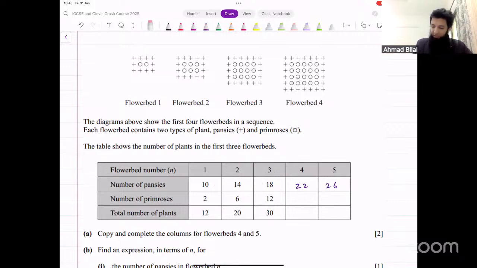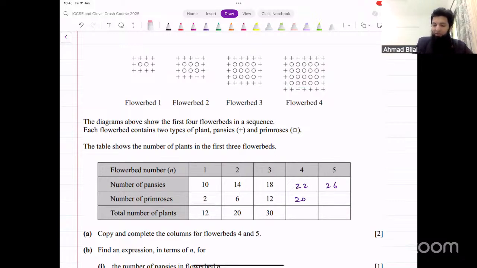What about the second row now? You've got 2, 6, 12, and so on. For diagram 4, you can just count from the diagram that's given there. You've got 5 in each row and 4 in each column. So 5 times 4, this number has to be 20. Now diagram 5 is not given.